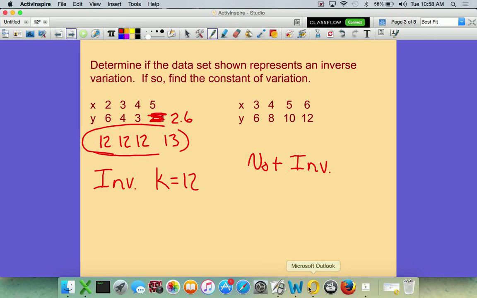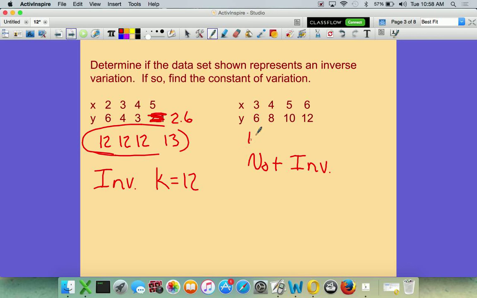Say the question was, though, tell me what kind of variation this is. Well, it's not inverse. The only other way that we know is direct. So we would have to find another way to do it. For the inverse, though, remember, you can always multiply your data sets together. So before we go to the direct, let's look at that.